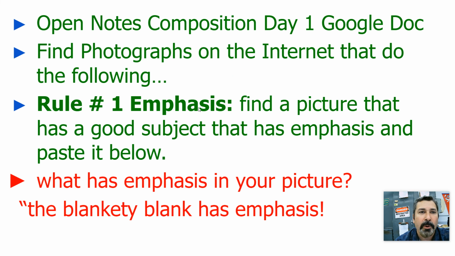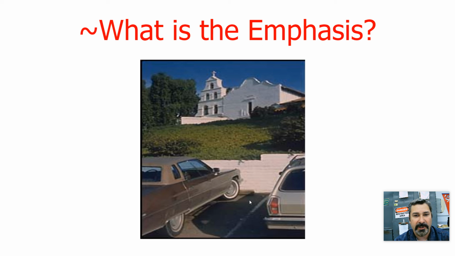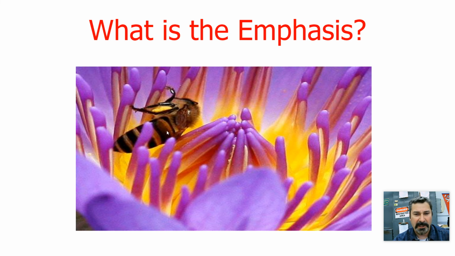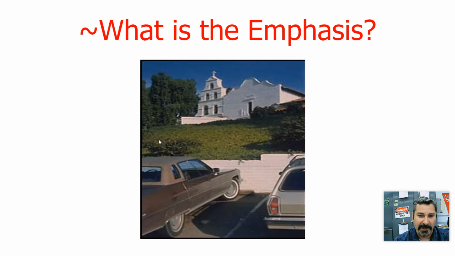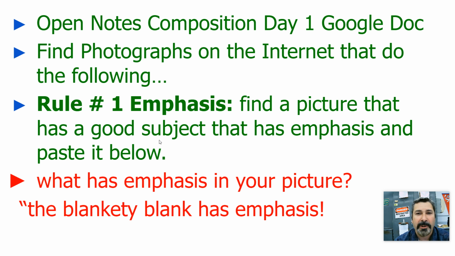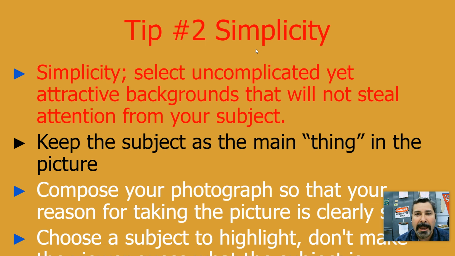Open your Google Doc notes and write down rule number one, emphasis. Then I want you to find a picture on the internet that has a good subject, where the subject has emphasis, and paste it into your Google Doc. Under the picture, answer the question, what is the emphasis of the picture, and say the blank has emphasis. For example, if you use this picture, you'd say the B has emphasis. Now this is in your Google Doc notes.